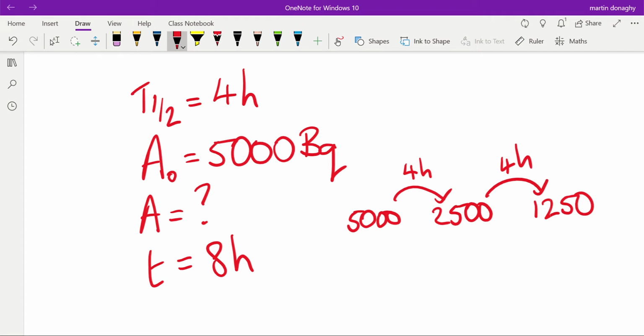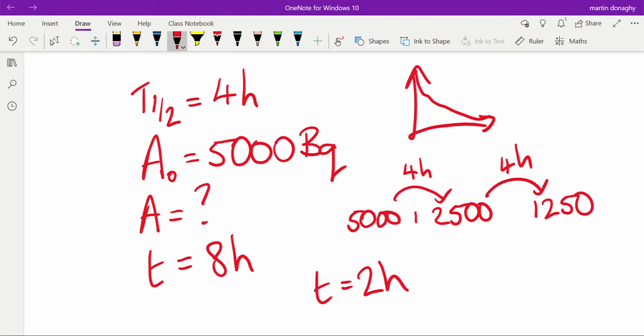However, what would the activity be at 2 hours? This method can't tell you that answer. I could estimate that it's going to be somewhere in between these two values, but it's not going to be halfway, because your decay curve is not a straight line. It's a curve. It's going to drop more earlier than it does later. So if I did go halfway, I'd expect it to be slightly less than the value halfway between those two. So I might expect it to be about 3,200.